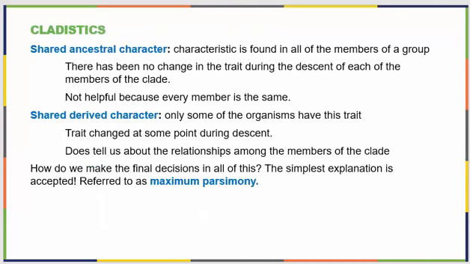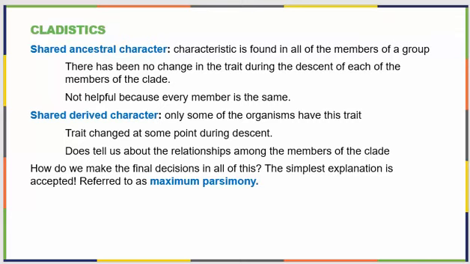We can look at shared ancestral characters and then shared derived characters. So if you have a shared ancestral character, it's found in everybody that's in your in-group. The shared derived characters are only seen in you, and that's what makes you special.